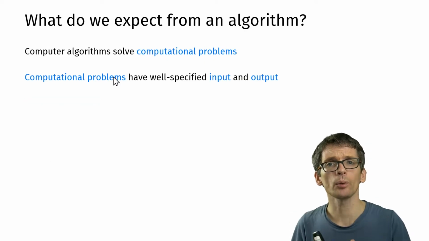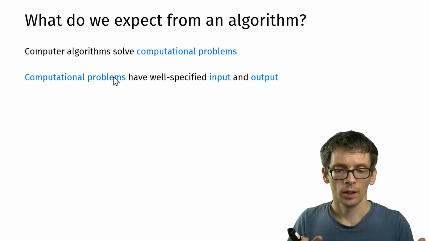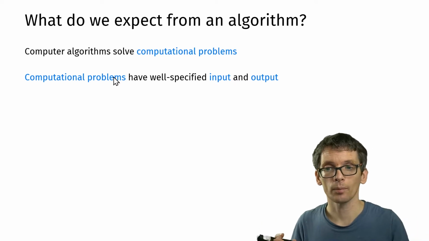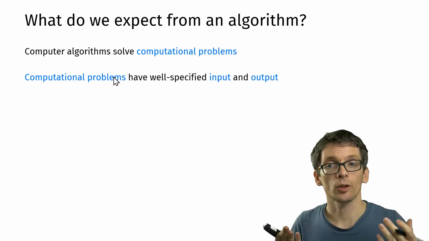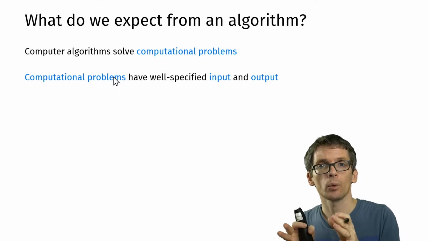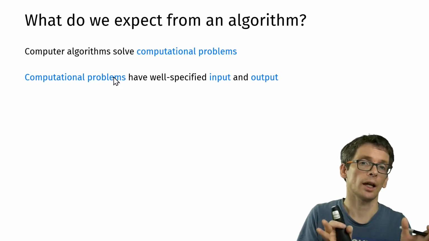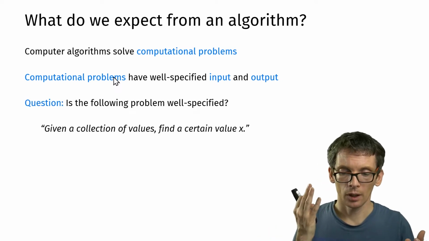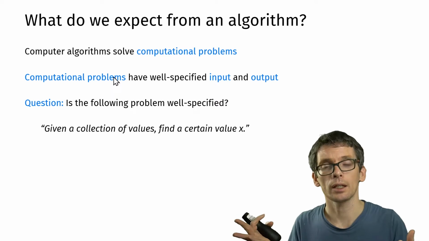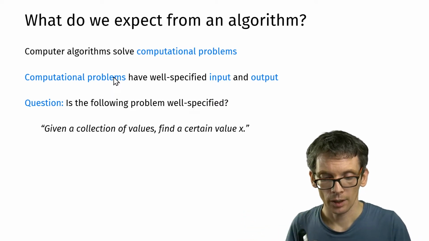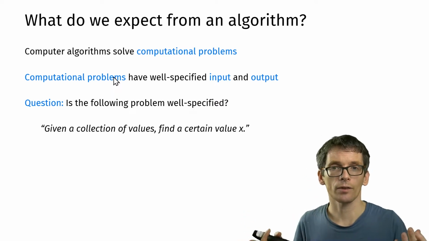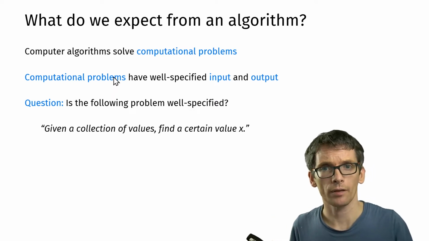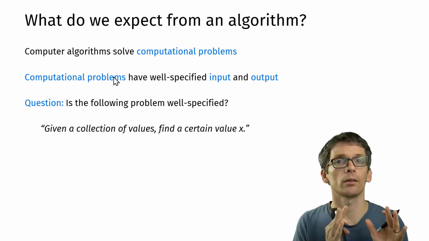Back to algorithms. What do we expect from an algorithm? With an algorithm, we want to solve a computational problem. So for starters, this computational problem requires a well-specified input and output. What do I mean by that? Let's take an example. Here's a problem. Is that well specified? Given a collection of values, find a certain value x. So that in several ways is not well specified, both in terms of the input and the output.